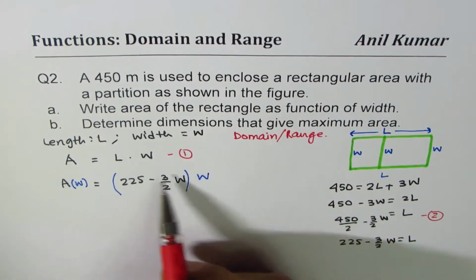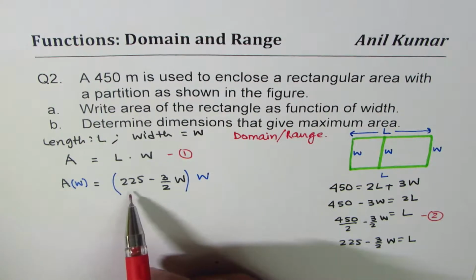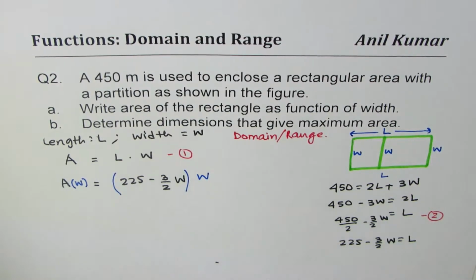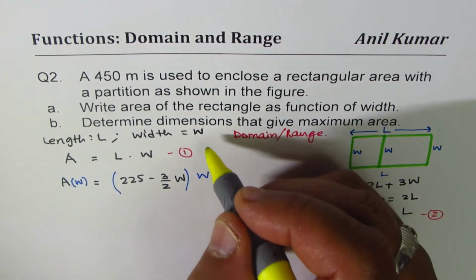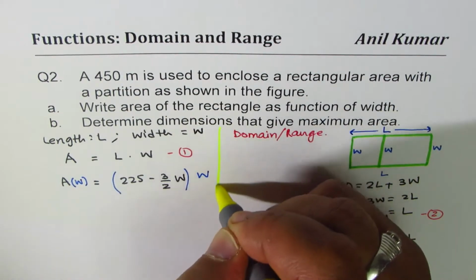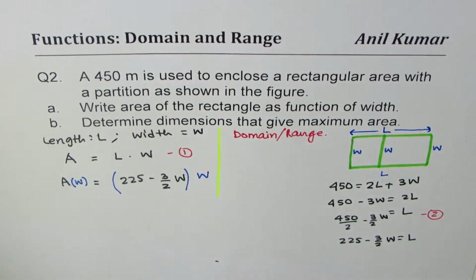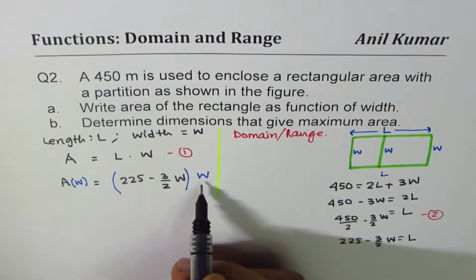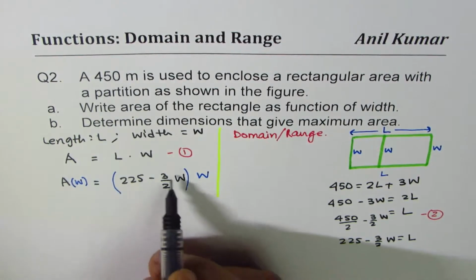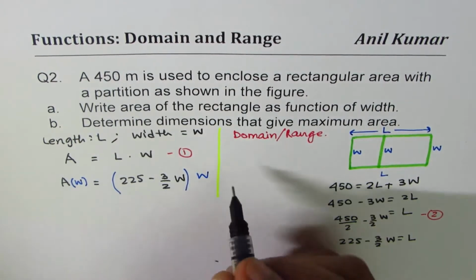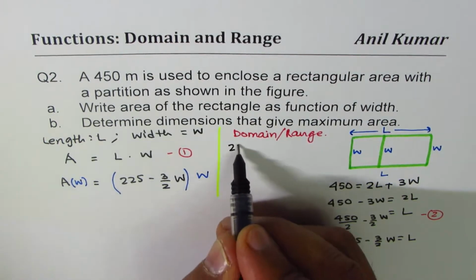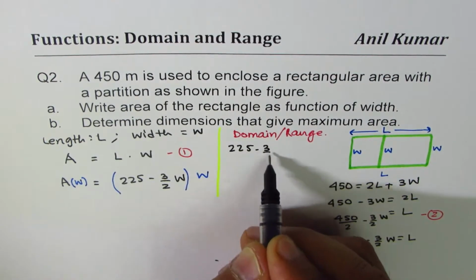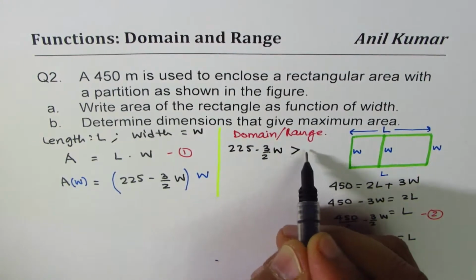Now, as far as domain is concerned, width has to be positive, right? It cannot be negative, correct? So that is kind of important. Therefore, this W is positive, but this part should also be positive. That means 225 minus 3 over 2W should be greater than 0.